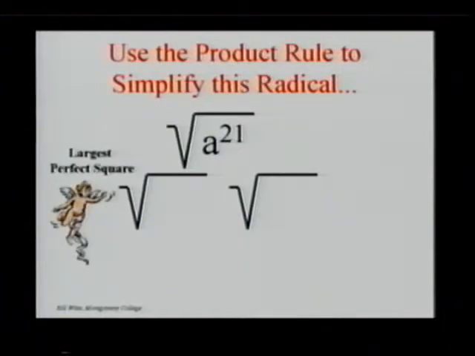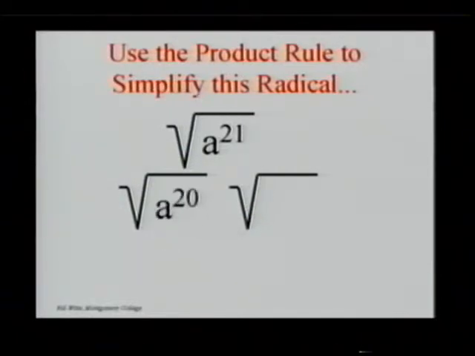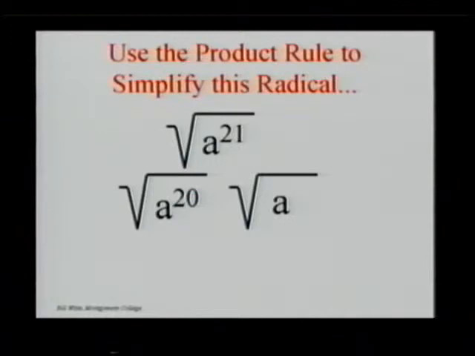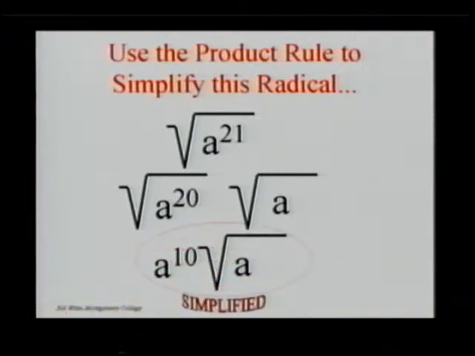The biggest good square root. The biggest, remember, that was the even ones. What's the largest even root that goes into this, or even exponent? A to the 20th. And that'll leave me with A to the 1st, or A. The square root of A to the 20th is A to the 10th. Not so bad. And my garbage. This is easy.